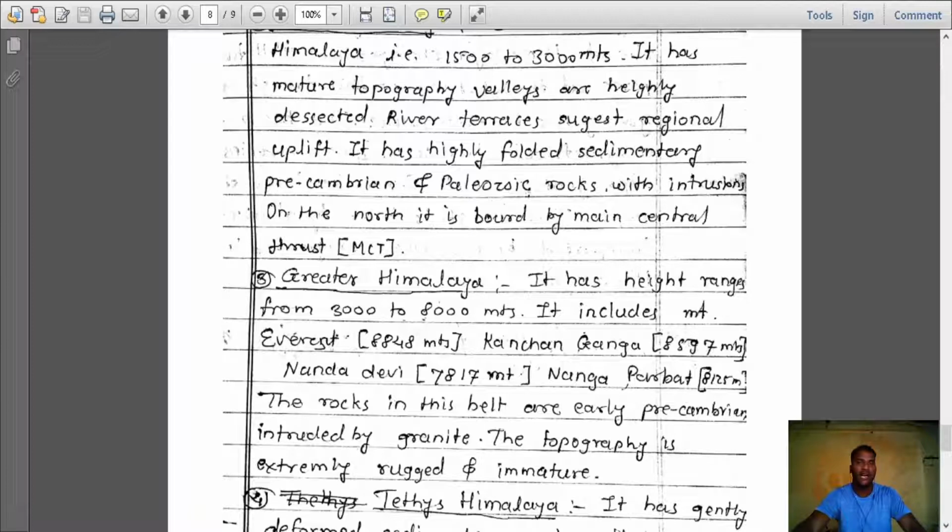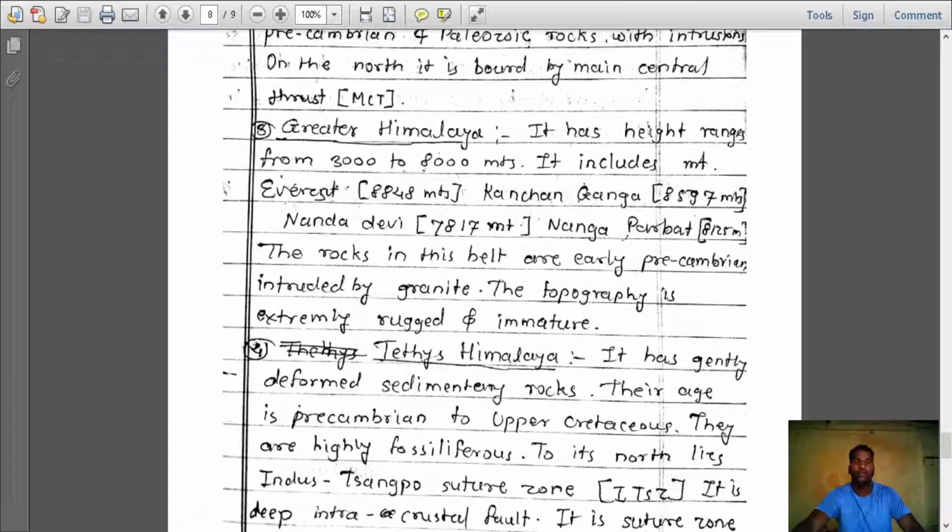Greater Himalaya, its height ranges from 3000 to 8000 meter. It includes Everest, which is 8848 meter, Kanchenjunga 8597 meter, Nanda Devi 7817 meter, Nanga Parbat 8125 meter. The rocks in this belt are early Precambrian, intruded by granite. The topography is extremely rugged and immature because of folded mountain and the process of erosion.